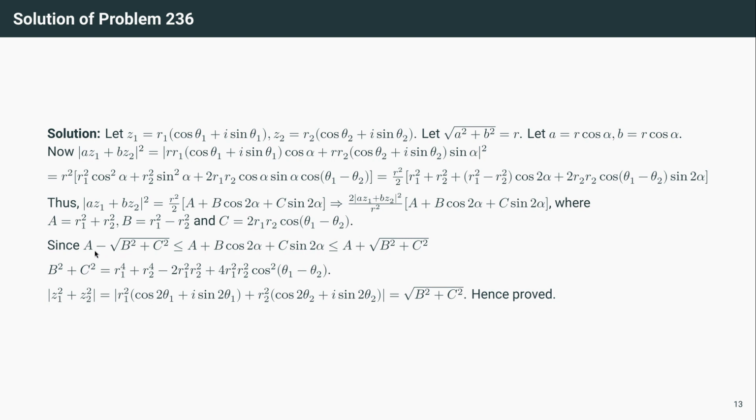Now we know that A minus square root of (B square plus C square) is less than or equal to A plus B cos 2 alpha plus C sin 2 alpha, which is less than or equal to A plus square root of (B square plus C square). It's a standard inequality. So we now evaluate B square plus C square, which is nothing but R1 to the power 4 plus R2 to the power 4 minus 2 R1 square R2 square plus 4 R1 square R2 square cos square (theta 1 minus theta 2). Therefore, we now evaluate mod of Z1 square plus Z2 square, which turns out to be nothing but square root of B square plus C square. And thus we have proved the desired result.